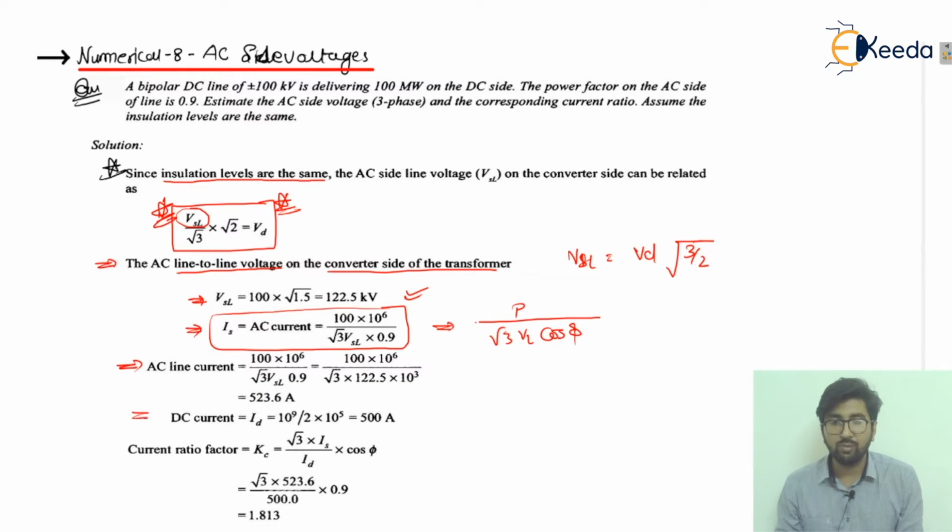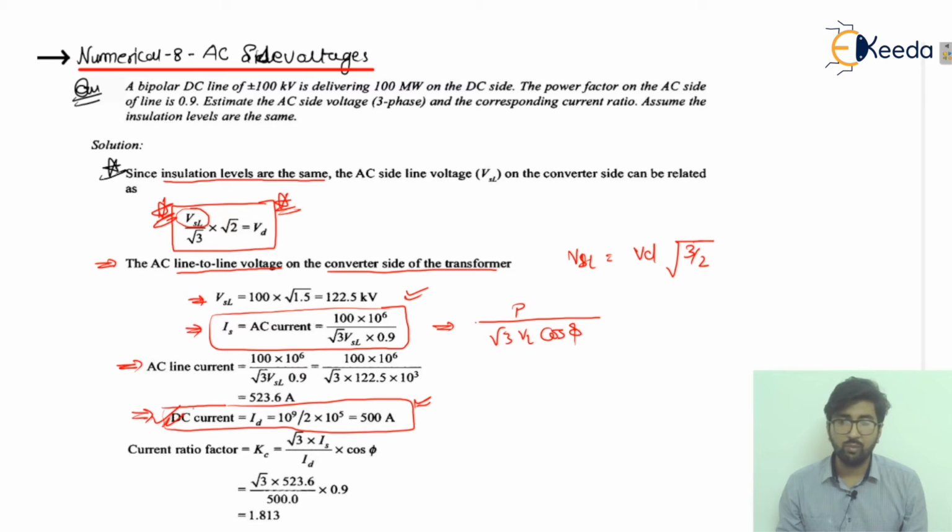Now we will talk about the DC current. What is actually the DC current? If I talk about the ID value, ID is equal to 10 raised to power 9 upon 2 into 10 raised to power 5. Calculating it, it is equal to 500 ampere. So this is all about the DC current, that is ID.